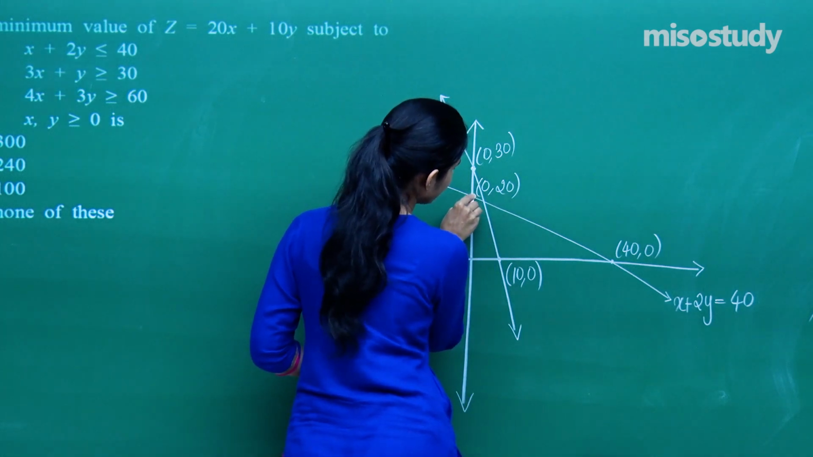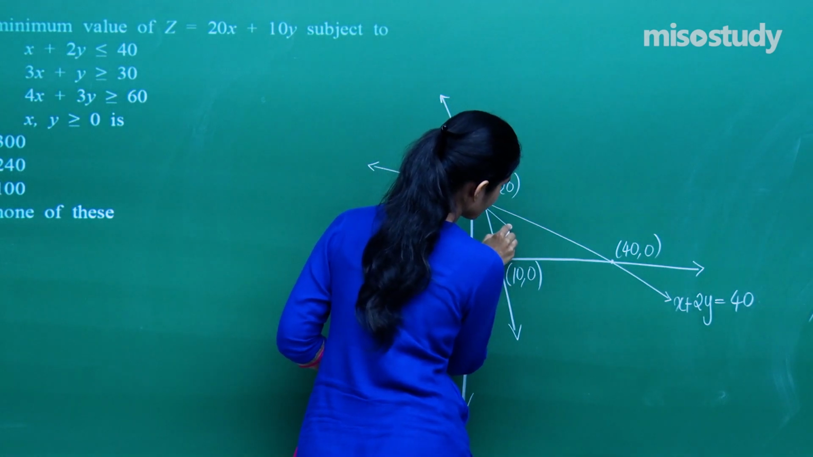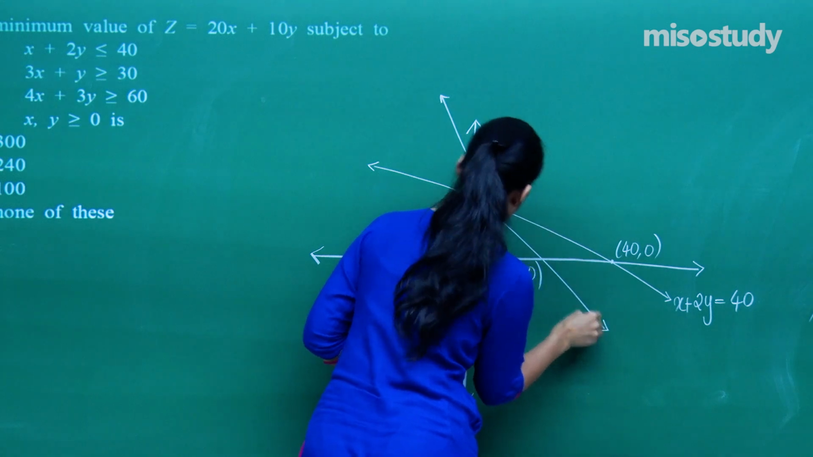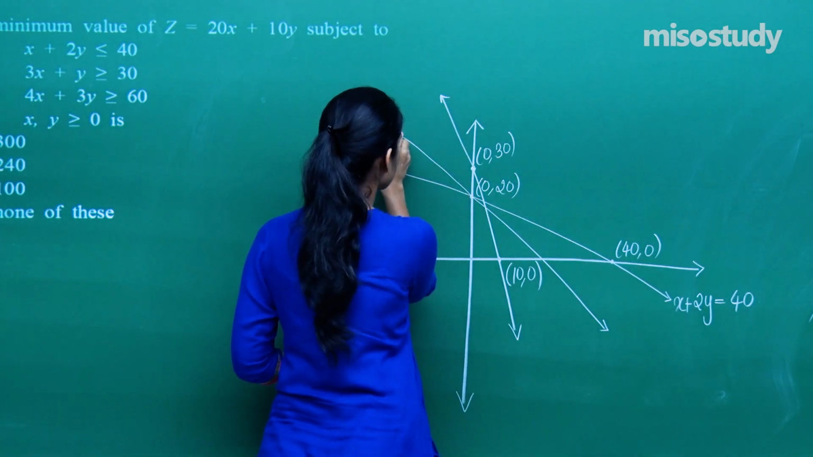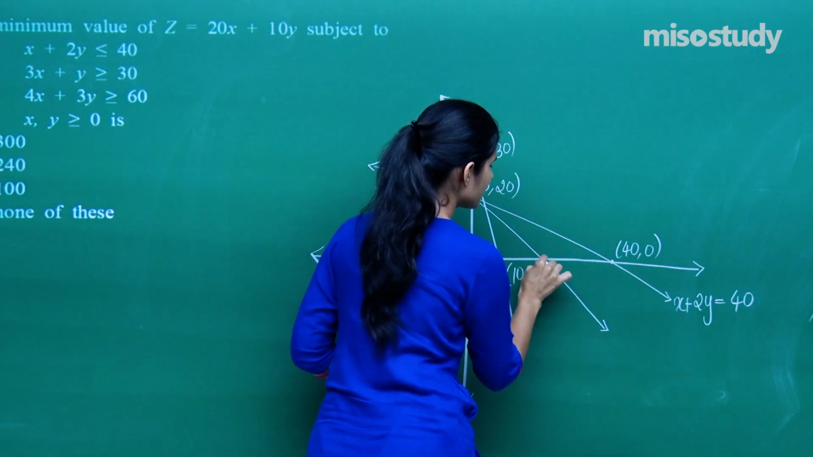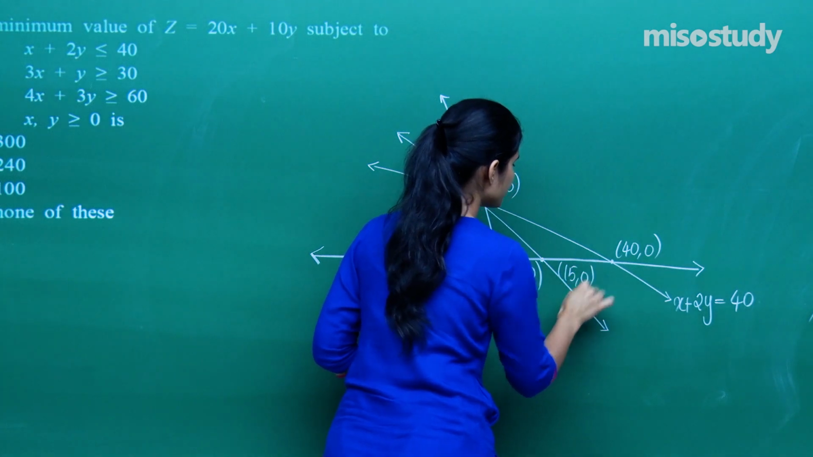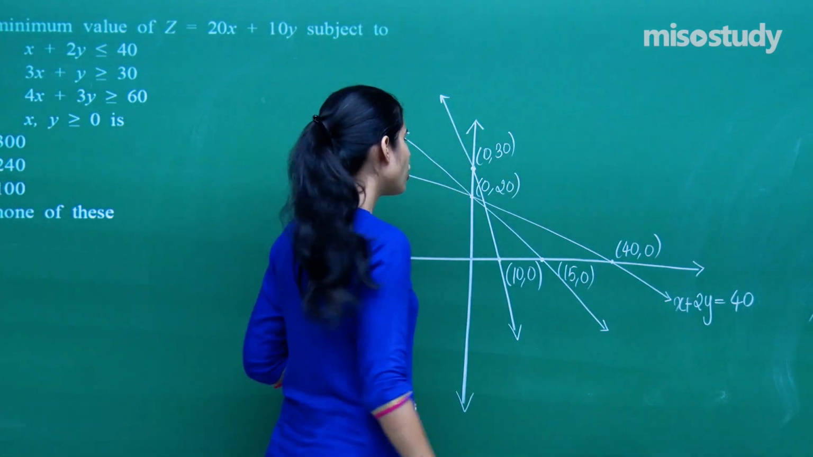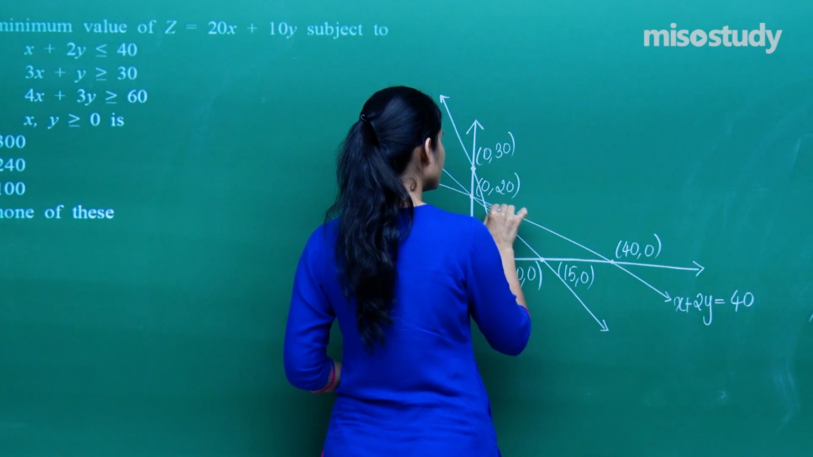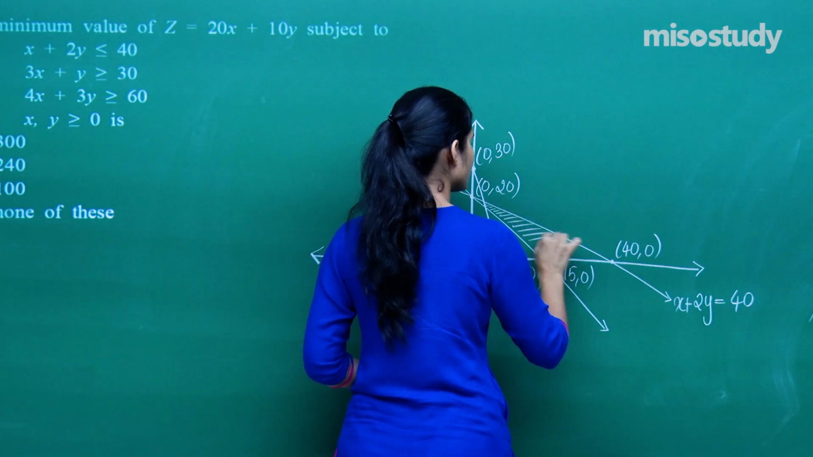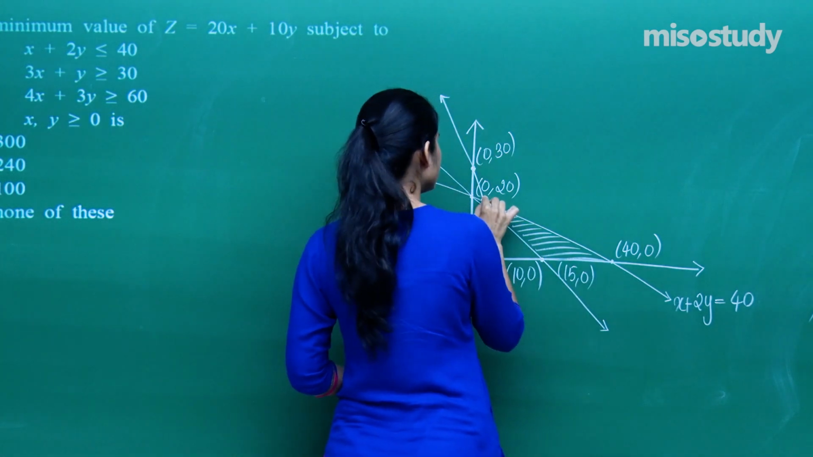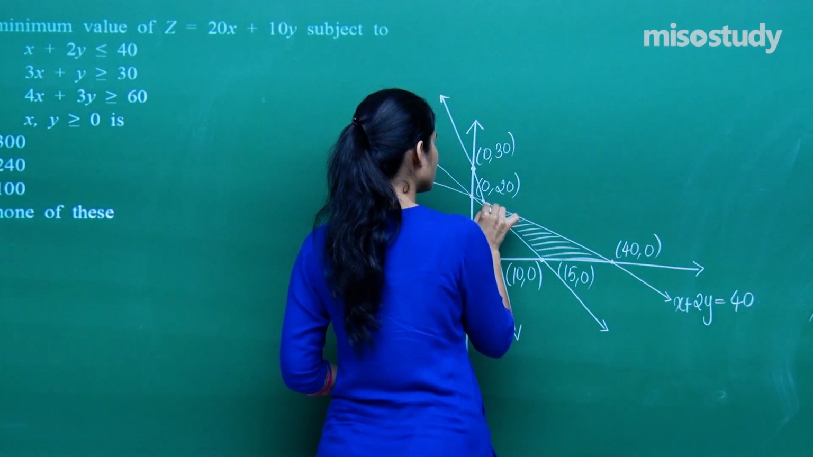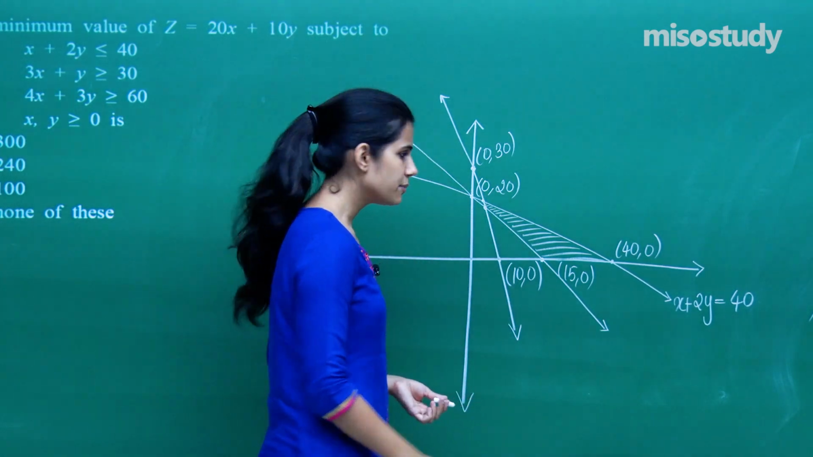So you basically get something like this. This is 15 comma 0. And when you talk about the feasible region, this happens to be the feasible region. Very easily you can compute all the corner points of the feasible region.